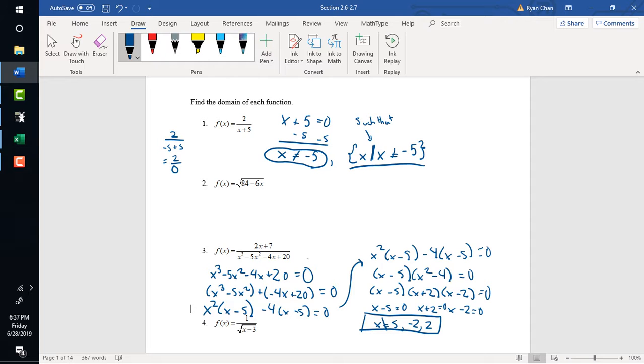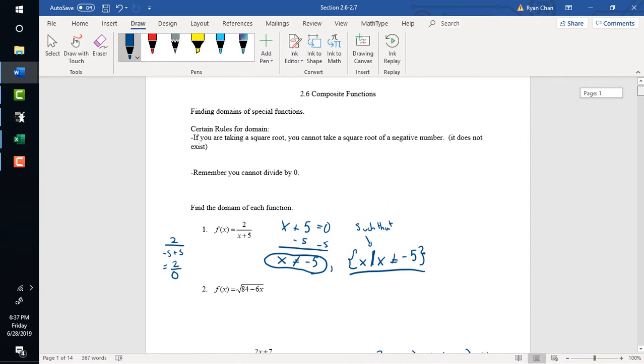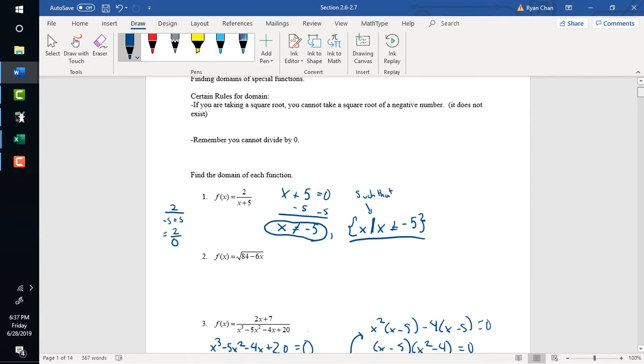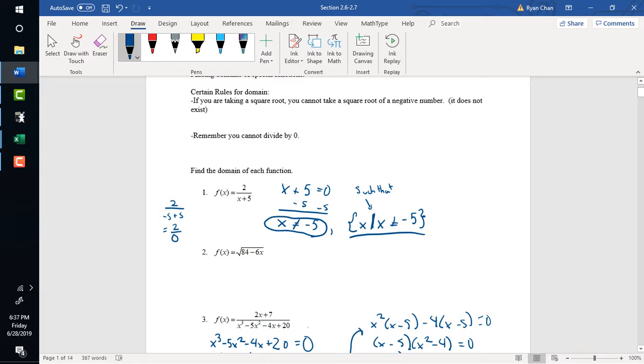Now, what do we do with the radicals? Let's talk about this right here. If you're taking a square root, you cannot take the square root of a negative number, because it doesn't exist. For a quick recap, if you take the square root of a negative number, it's imaginary, and we can only have real solutions, we can't have imaginary solutions.